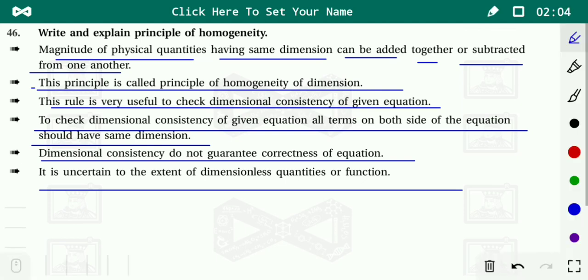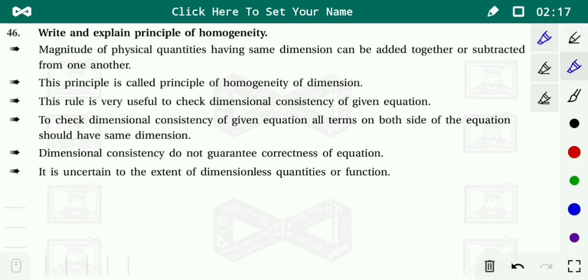Let me revise this quickly. The magnitudes of physical quantities having the same dimensions can be added together or subtracted from one another. This principle is called the principle of homogeneity of dimension. And most important, students, to check the dimensional consistency of a given equation, all the terms on both sides of the equation should have the same dimensions. Okay, now students, let us concentrate on the second question.